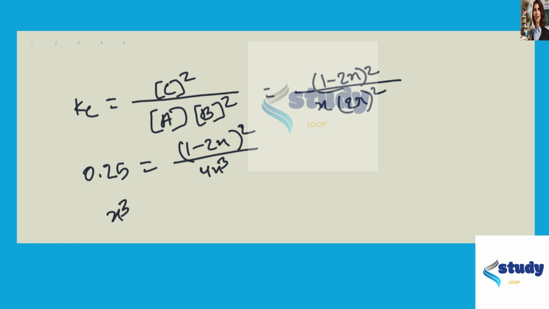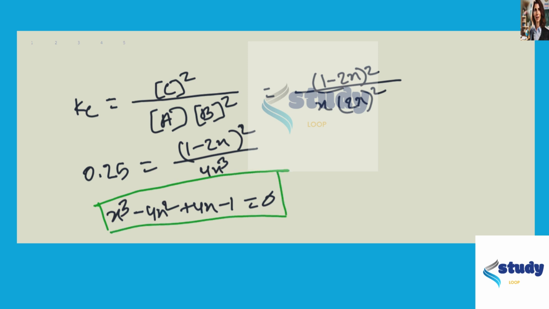Now if you rearrange this equation, we will get an equation like x cubed minus 4x squared plus 4x minus 1 equal to 0, which is a cubic equation, and this is the form of the equation which can be solved for x, which we are asked to find in part C of this question.